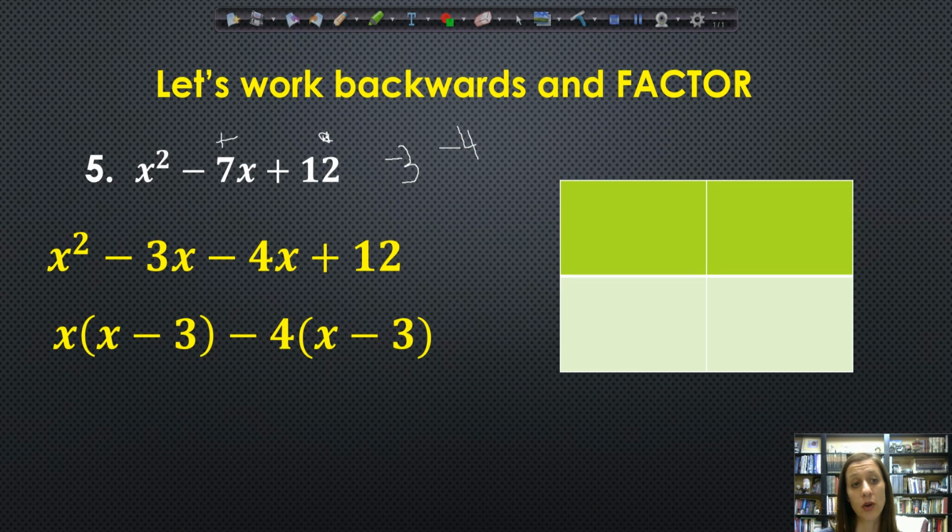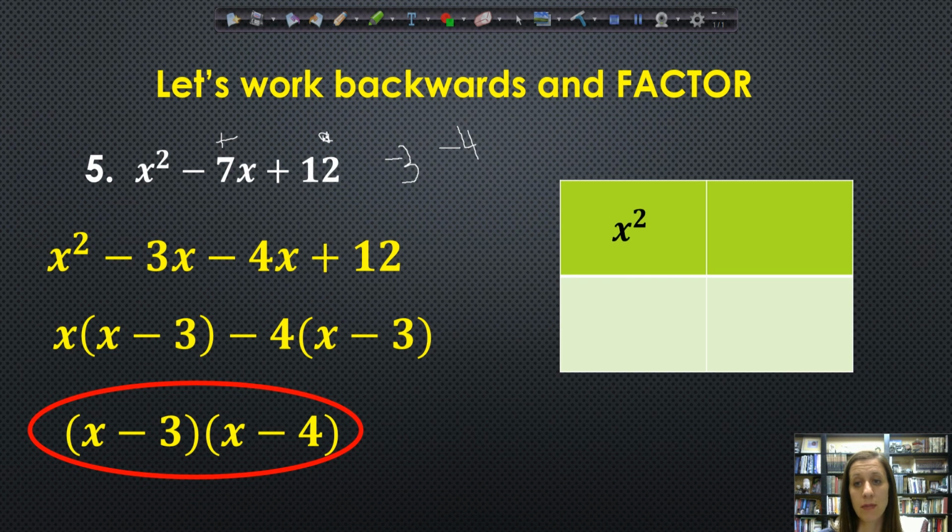And then I'm going to group. These both have a greatest common factor of x. I'm left with x minus 3. For me to get an x minus 3 a second time in the parentheses, this is where you have to think ahead, I need to factor out a negative 4. When I factor out a negative 4, I will get that x minus 3. And you can double check by distributing. Negative 4 times x is negative 4x. Negative 4 times negative 3 is a positive 12. Both of my expressions have x minus 3. So that's one of the factors. And then the other factor is x minus 4.